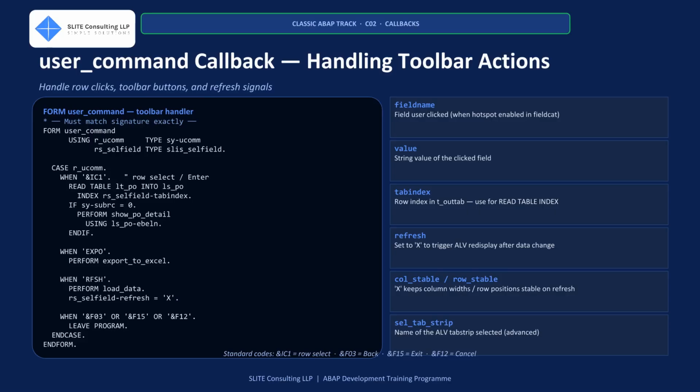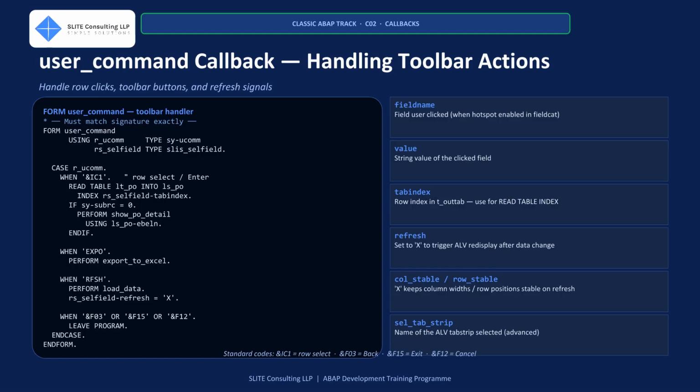The signature must be exact. FORM user_command USING r_ucomm TYPE sy-ucomm rs_selfield TYPE slis_selfield. If you get the signature wrong, wrong type for r_ucomm, wrong structure for rs_selfield, you will get a runtime dump on the first click.